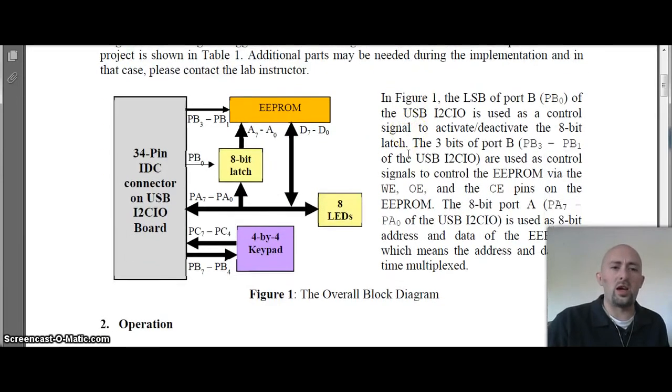So the overall block diagram is here, where we have a 4x4 keypad. Here we have the EEPROM, and here we have the 34-pin IDC connector, which interfaced with a USB I2CIO board. So this was an 8-bit D-type latch, so that way we could send the address here and then send that to the EEPROM, because the data bus was all being shared here. And then we have 8 LEDs that we implemented onto the data bus, so that way we could have a visual output of what was occurring on the data bus.